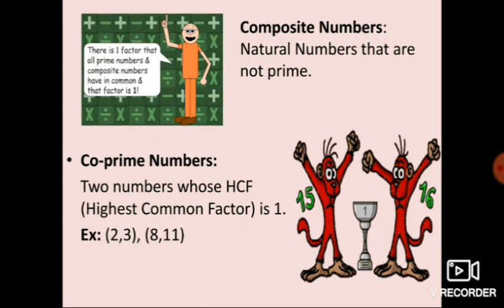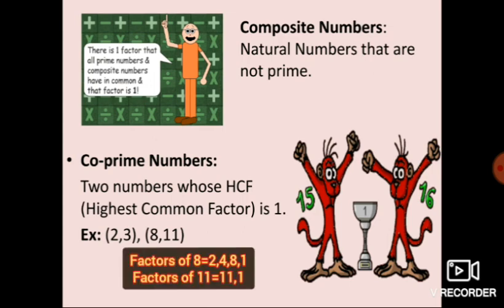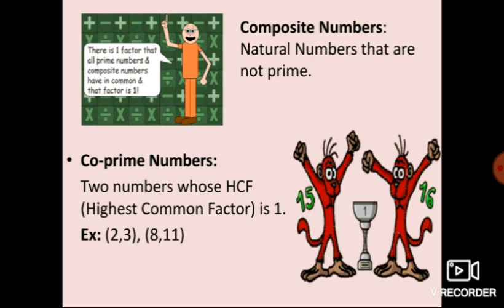the factors of 8 are 2, 4, 1. For 11, just 11 and 1. Which is common? 1. Only one number. If there are some common numbers, the highest we will take. Whatever it is, we will get only 1. For such numbers, we say that they are co-prime numbers.